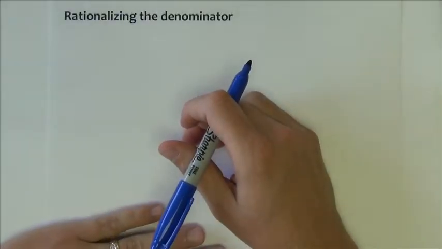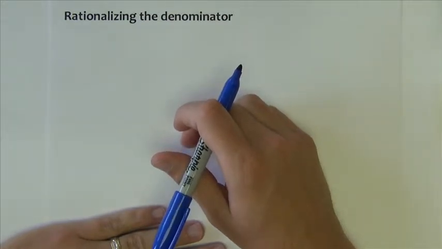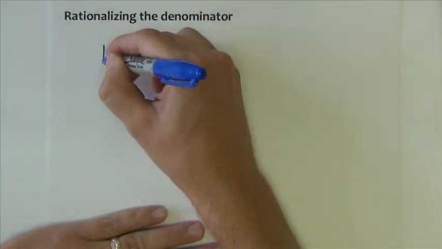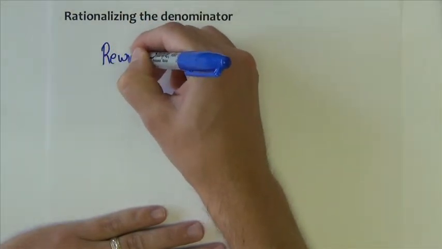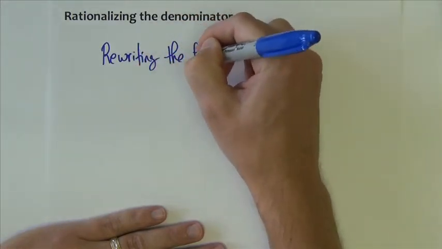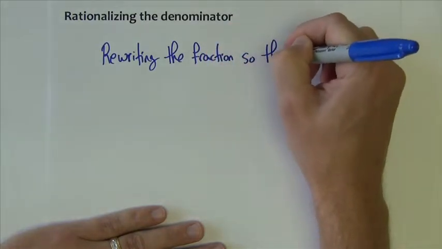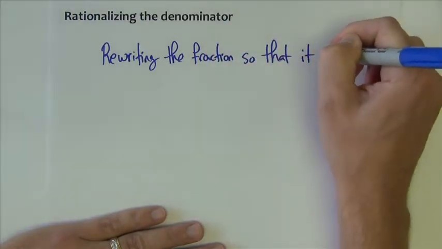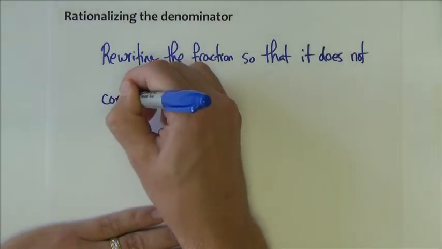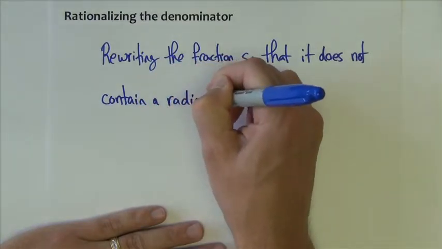Last thing we're going to talk about is another way to handle fractions that involve radicals. It's called rationalizing the denominator. It's a way of rewriting the fraction so that it does not contain a radical in its denominator.